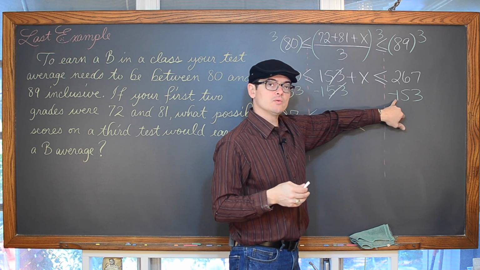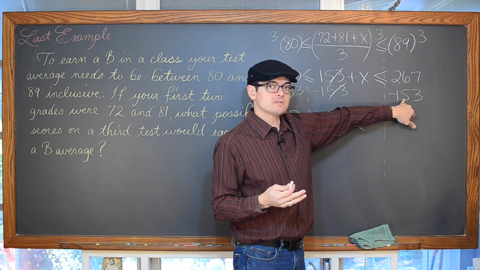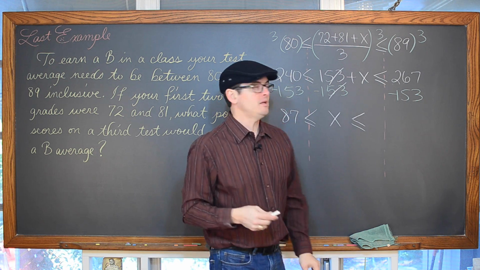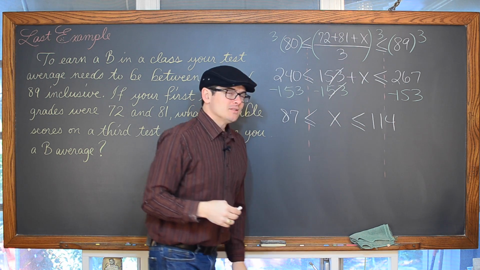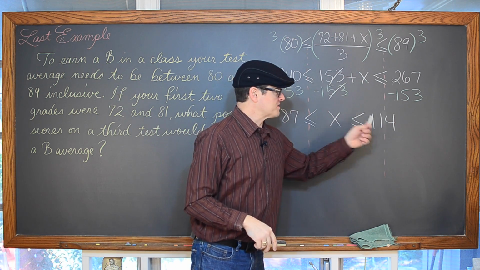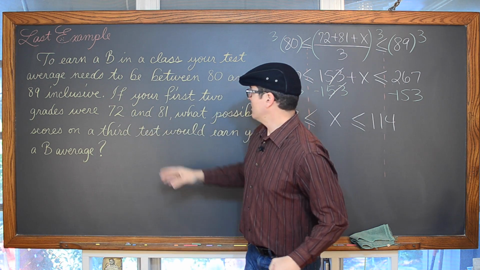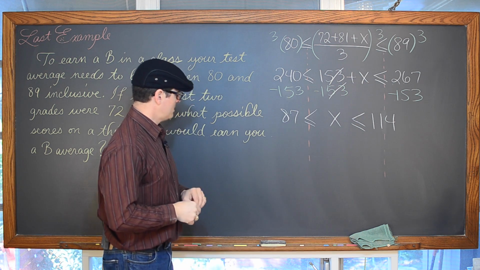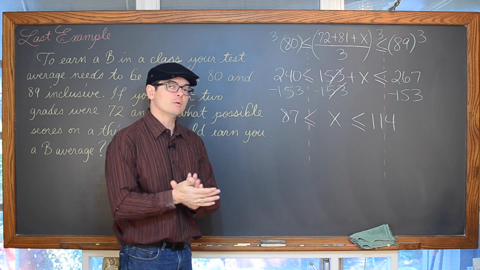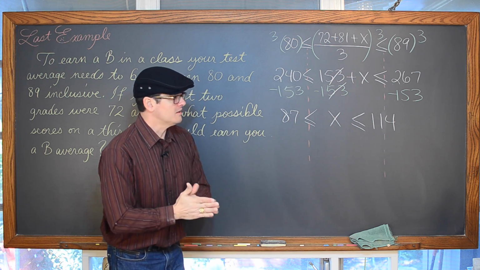267 minus 100 is 167. 167 minus 50 is going to be 117, and 117 minus 3 is going to be 114. So if we're talking about percentages, you're probably not going to earn an A in that class since you started off with such a low grade of 72. But you have a good opportunity to earn a B in that class, and maybe if you get some extra credit, you can get above that 114 and get yourself into the A's.